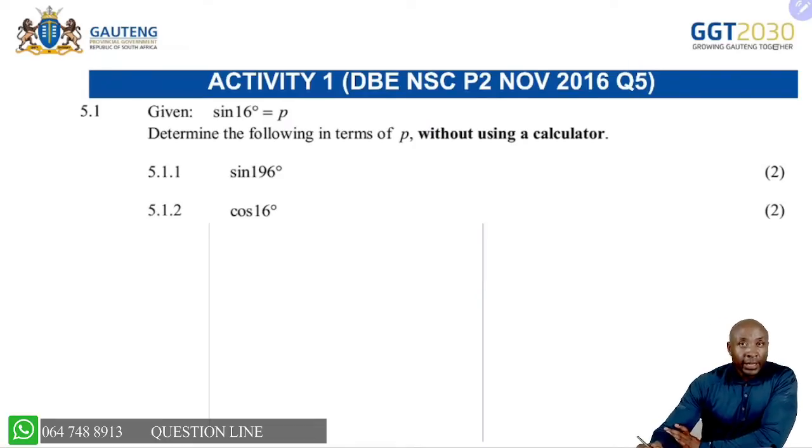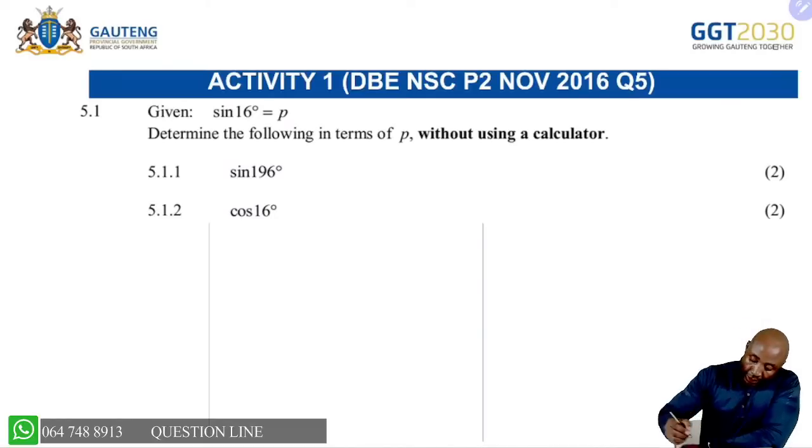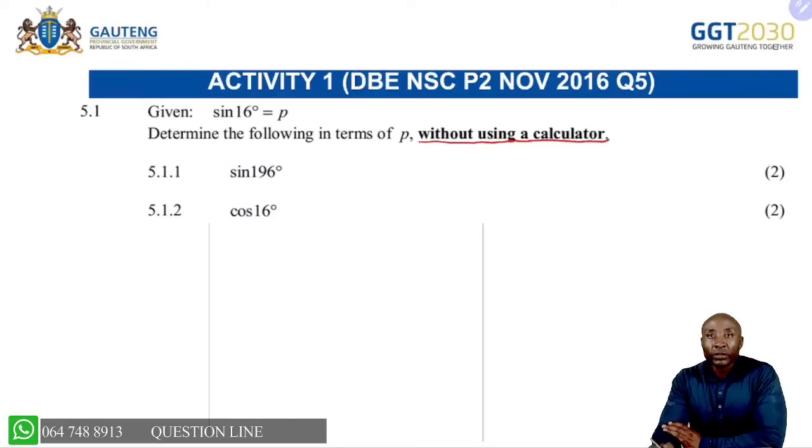Here is another question where we are normally tricked. Given sine 16 degrees is equal to P, determine the following in terms of P, without using a calculator. I know most of us, the first thing that you want to do, you want to go to the answer first.